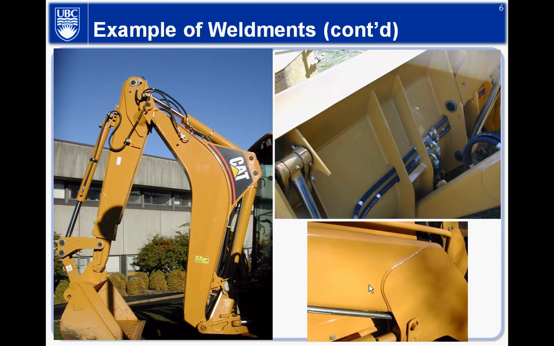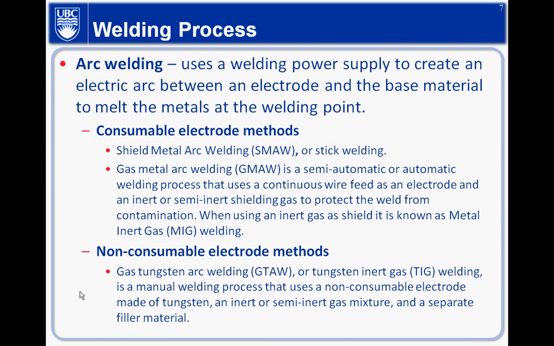And this is another example. It's a digging machine, and you look at the arm here, and also the digger here. So they're basically welded everywhere, right? It's a typical weldment. Okay, so it's a structural component.